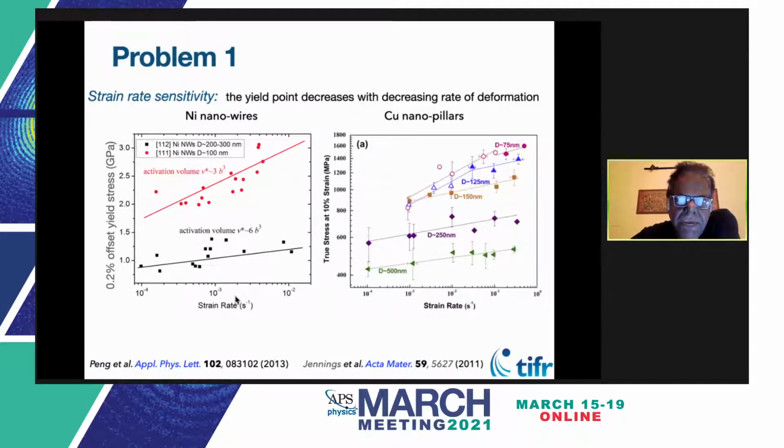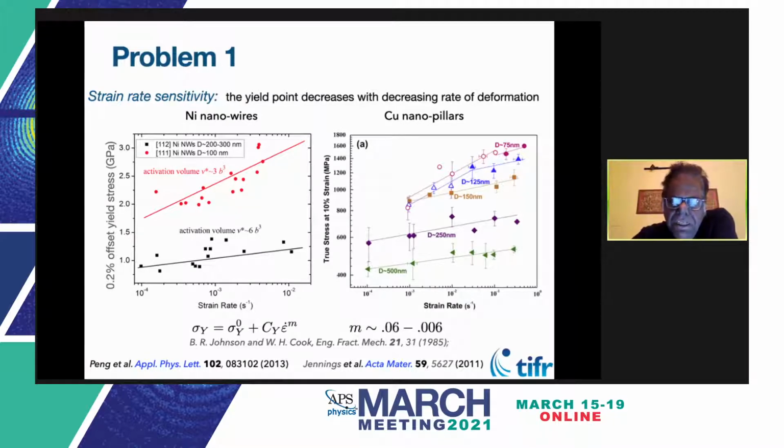Of course, you have to decrease it by orders of magnitude to get the yield point to decrease by just a few decimal places. However, this is seen in almost any crystalline solid. And this is explained in the form of an empirical equation where the yield stress has a rate independent part and a part which is a power law. And this power turns out to be extremely small. Whenever in physics you get an extremely small power, like 0.006, you know that there is maybe something wrong with this law itself. This is the very celebrated Johnson and Cook formula.